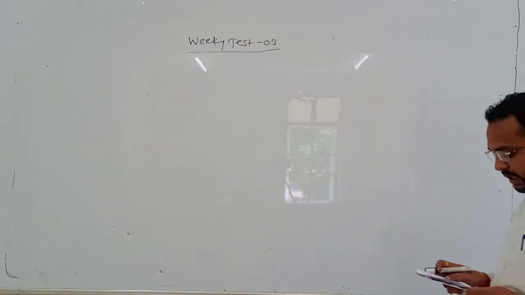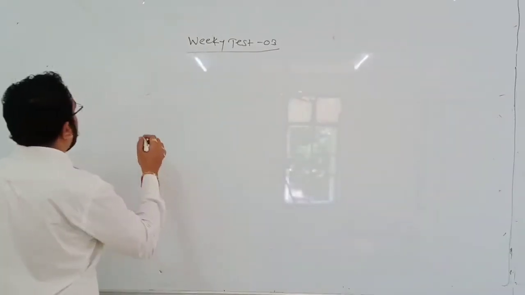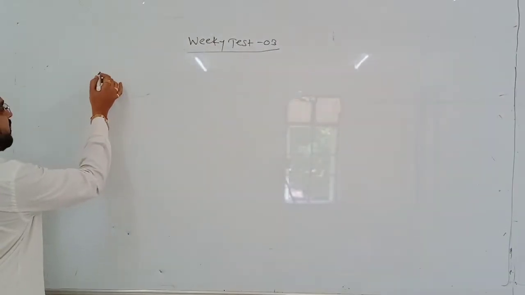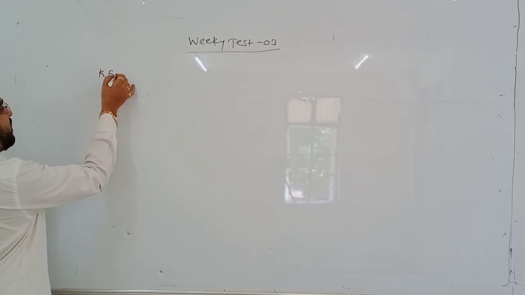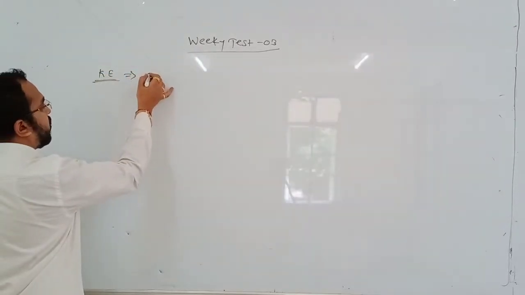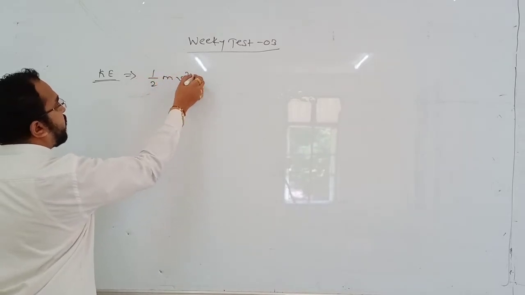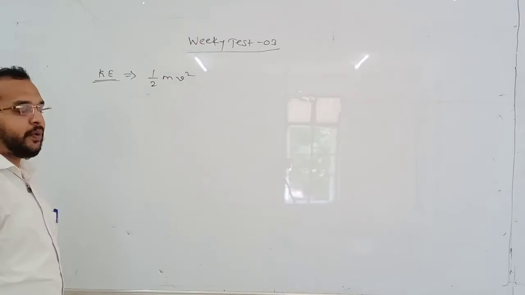Now the next question is asked: what are the dimensions of kinetic energy? The dimensions of kinetic energy are similar to what? Kinetic energy चे dimension असं विचारलं. Now it is energy itself, and energy is analogous to what? Work done. So we know kinetic energy is half mv square.